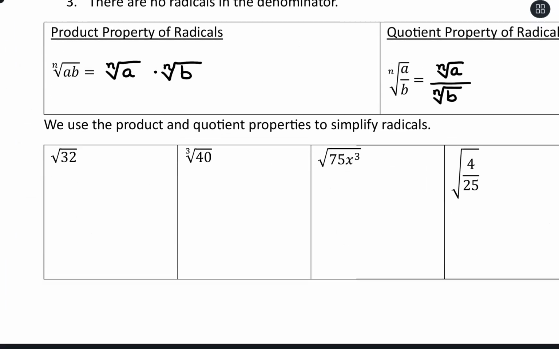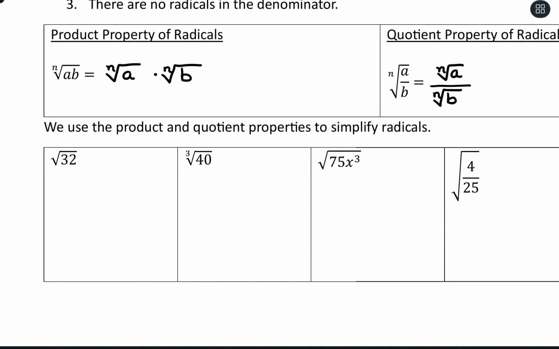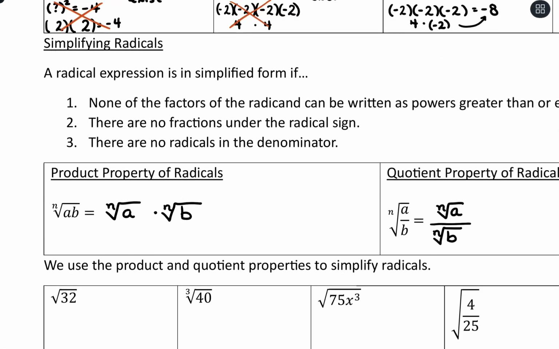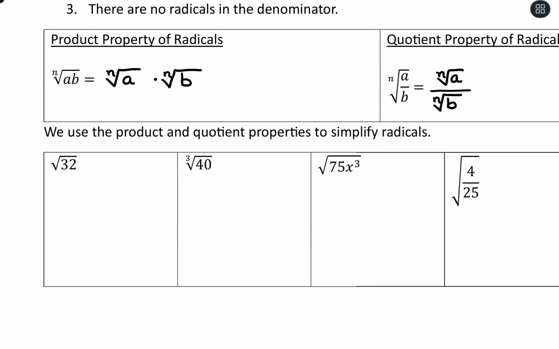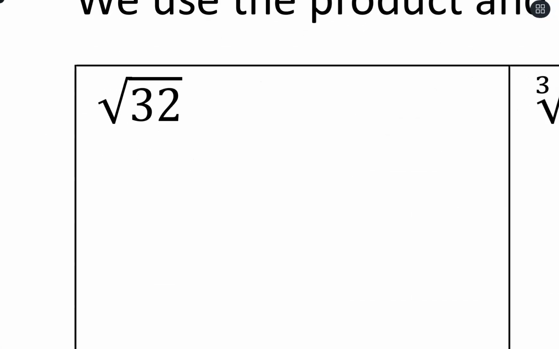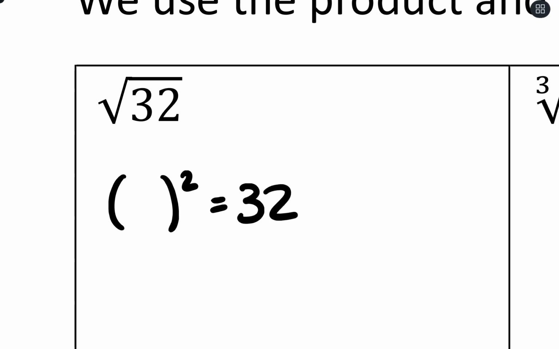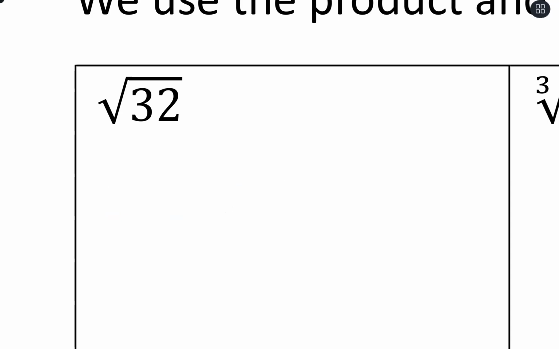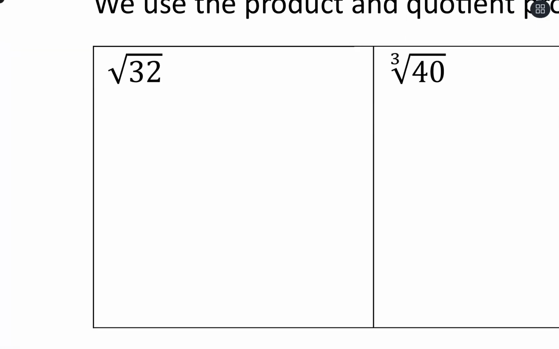Okay, let's go through some examples here of using those product and quotient properties, as well as our properties up above, of simplifying these. So, square root of 32. First thing I would think about is, okay, what squared gives me 32? But there is not a nice answer to that. So this isn't going to be a perfect square root. So something we want to do is break up 32 into factors. And there's going to be some different ways to do that. So with this, I'll show you two different ways to go about it.